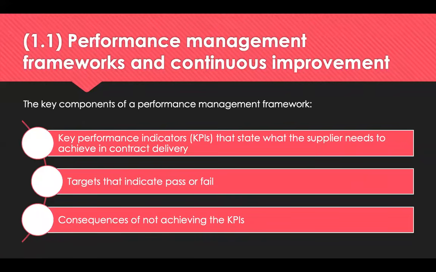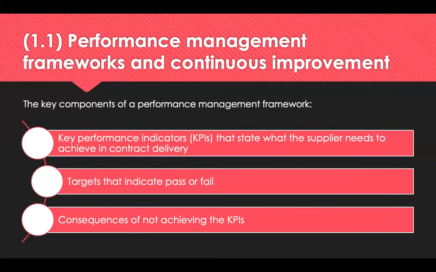Performance management frameworks are used to set and monitor levels within contract. The key components of the performance management framework are that key performance indicators state what the supplier needs to achieve in contract delivery. It's the target that indicates pass or fail. So for example, satisfaction levels of 85% or higher. So 85% is the target, 85 or below is a fail, but above will be a pass. And then finally, the consequences. What happens if the measurement is not achieved or if they're exceeded?